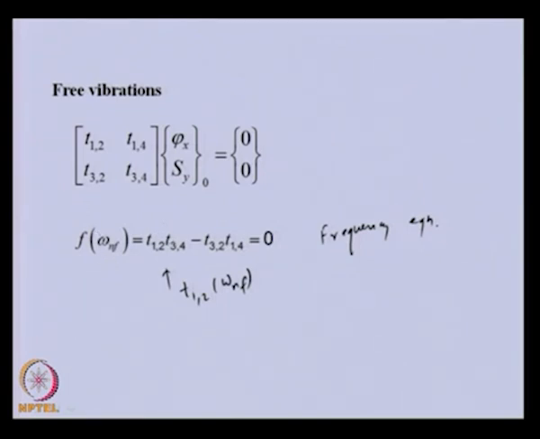Basically, if we express this as a function of omega nf, and plot this function with respect to omega nf for various values, let us say from 0 to some value, we expect this function will vary and it will intersect the line of 0 at various locations. All these intersections will give us the roots, which will be the natural frequencies of the system. Depending upon the degrees of freedom of the system, that many intercepts we expect from this function.